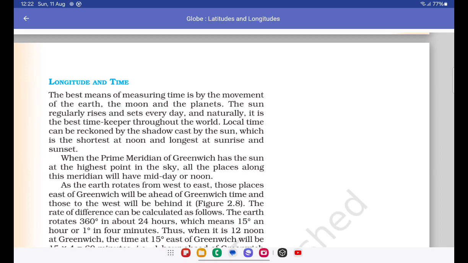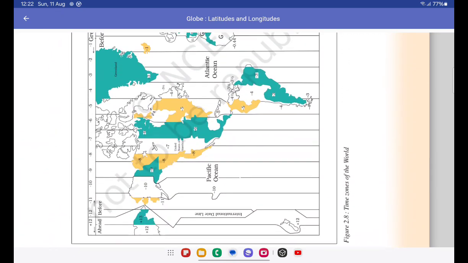If the sun's rays fall directly on the prime meridian, then at that time the time is 12 p.m. The time will be 00 if the sun's rays have only just started to reach the prime meridian.